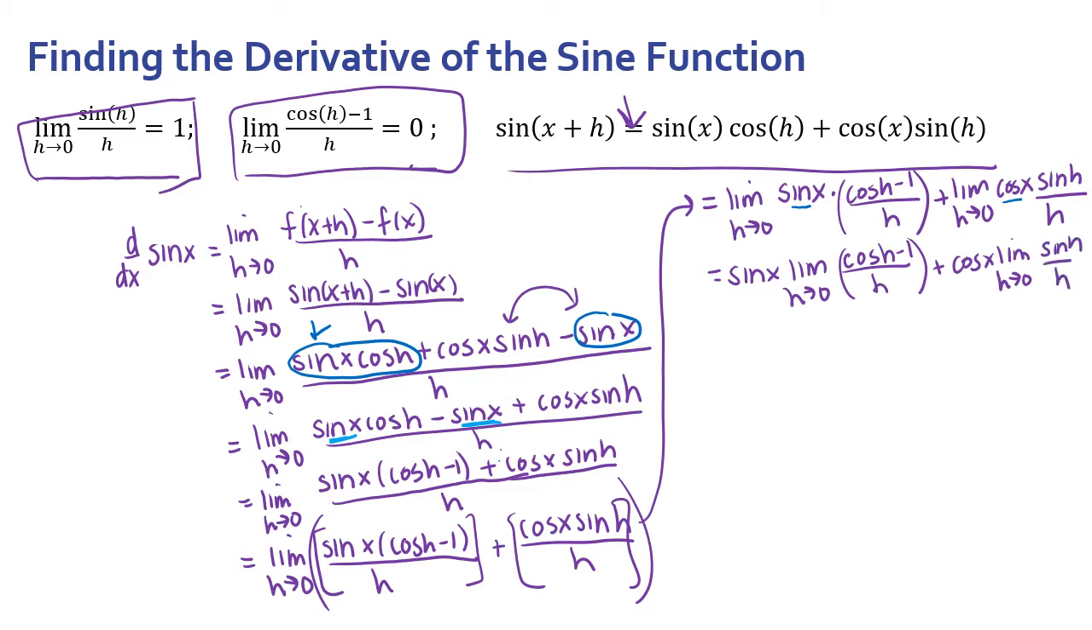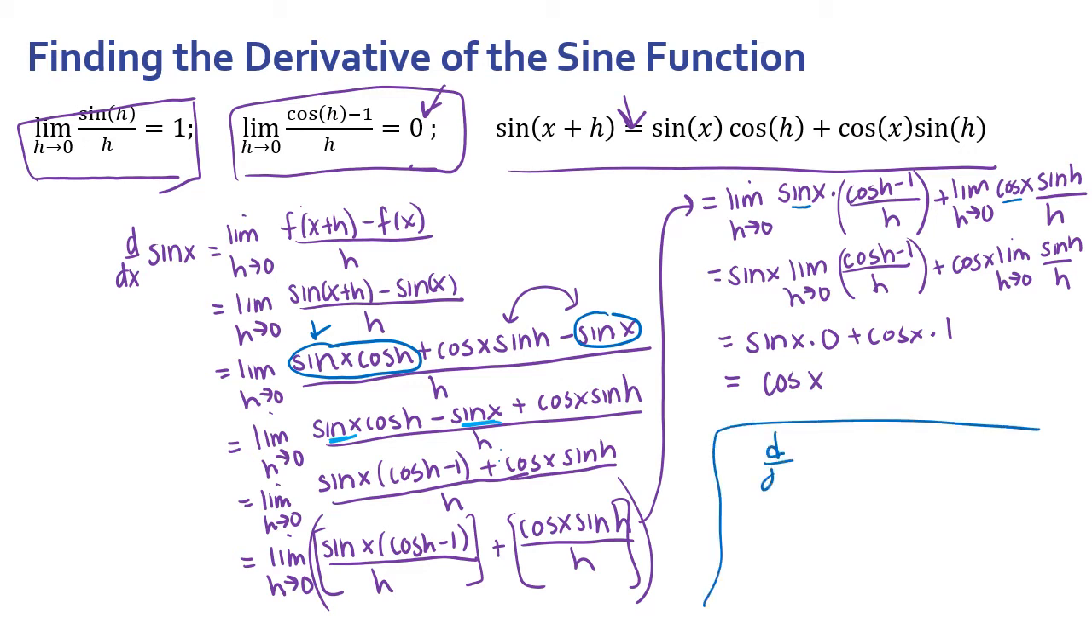That's where these two limits come in. I get the sine of x times 0 because of this, plus the cosine of x times 1, which is just the cosine of x. So we've derived the derivative formula: the derivative of the sine function is the cosine function.